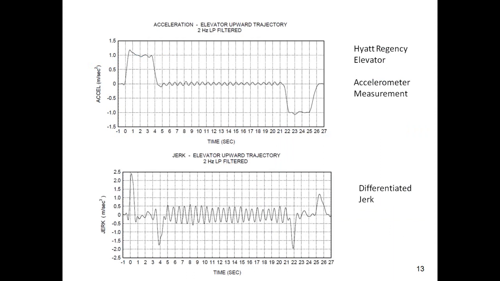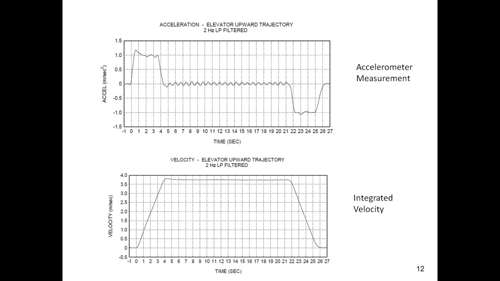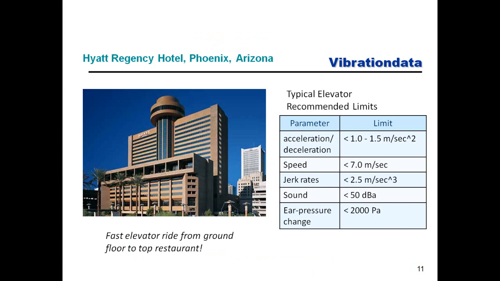But anyways, if we take a look at these parameters, peak jerk, peak acceleration, peak velocity, peak acceleration again, for this Hyatt Regent hotel, those parameters all fall within those recommended limits. Now, this data I took maybe 10 years ago, so since then maybe they've changed the elevator. Who knows? But if you ever get a chance to visit the Phoenix area, you can go and take that ride for yourself and report back to me.